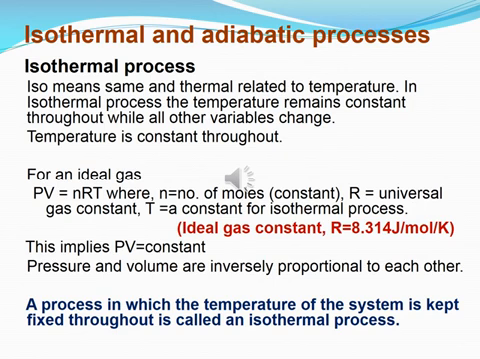You know the ideal gas equation, which is PV is equal to nu RT, where nu be the number of moles of gas molecule which is constant, R be universal gas constant and T be a constant for isothermal process. This implies PV is equal to a constant. Here, pressure and volume are inversely proportional to each other. A process in which the temperature of the system is kept fixed throughout is called an isothermal process.